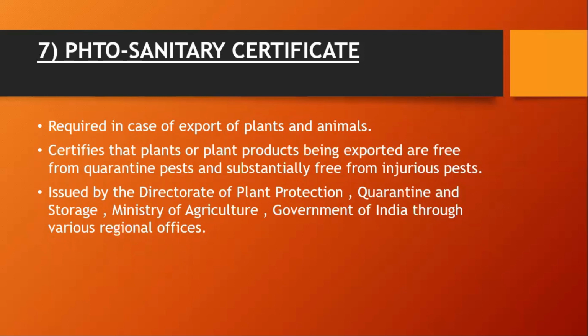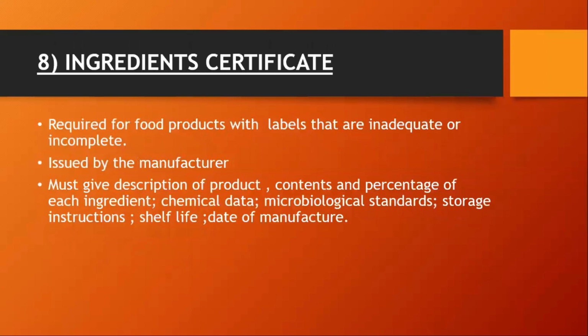Coming on to the next extra document, we have ingredient certificate. As we can understand from the name, a certificate of ingredient may be requested for food products with labels that are inadequate or incomplete. The certificate may be issued by the manufacturer and must give a description of the product, contents and percentage of each ingredient, chemical data, microbiological standards, storage instructions, shelf life, date of manufacture.